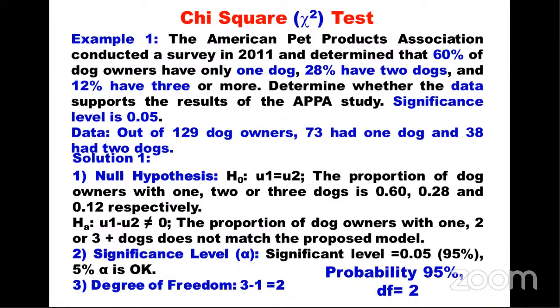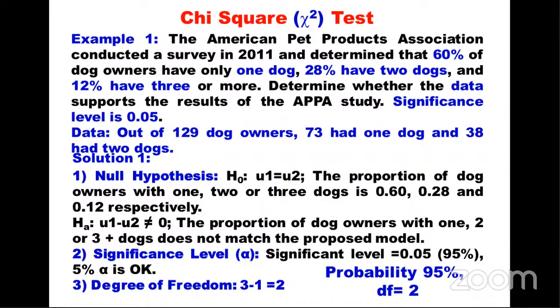Okay, here, out of the data they provided, they surveyed a total of 129. Out of that, 73 have one dog, 38 have two dogs, and the remaining have three or more. So these are the data, and the percentages they have given.